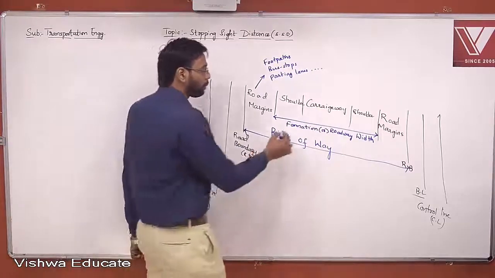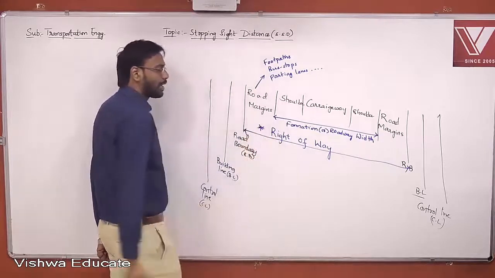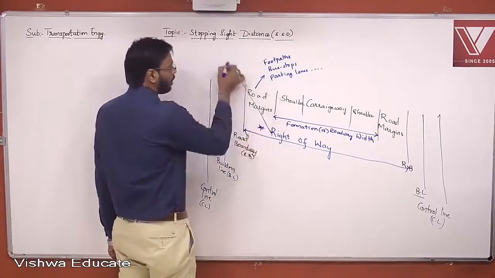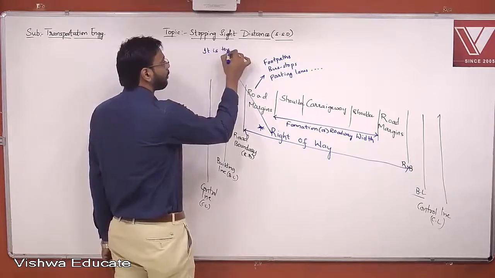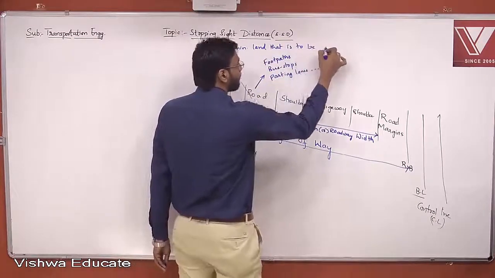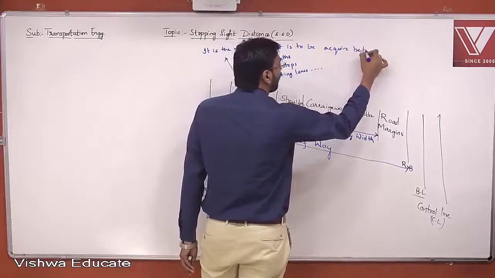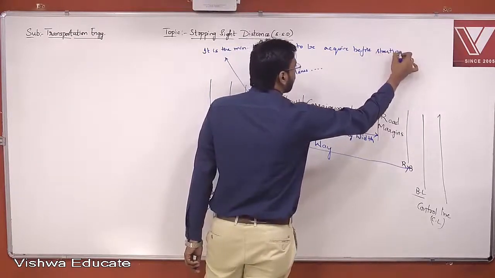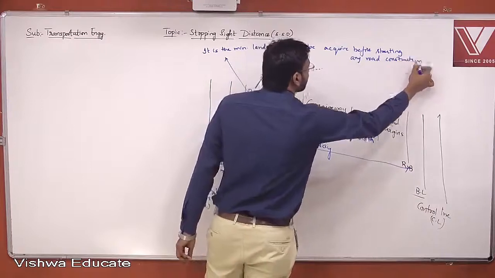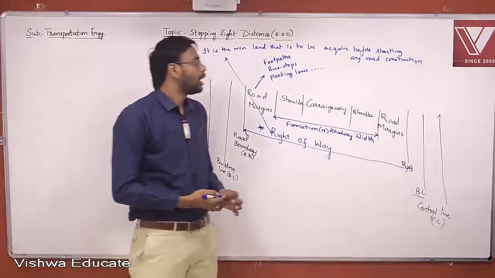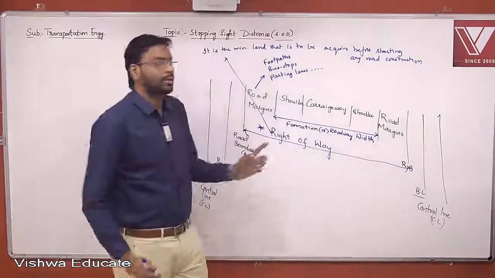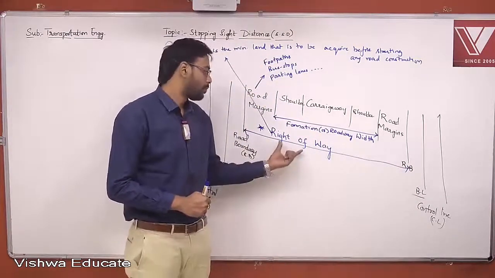Now this is an important 1 mark bit. They have asked it one time. What is right of way? Right of way is the minimum land that is to be acquired before starting any road construction. So if you want to do any road construction, the first thing is to go for land acquisition, and how much land is to be acquired is minimum this much. So the minimum land that is to be acquired for doing any road construction is right of way.